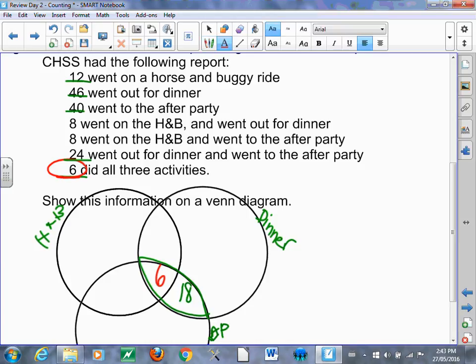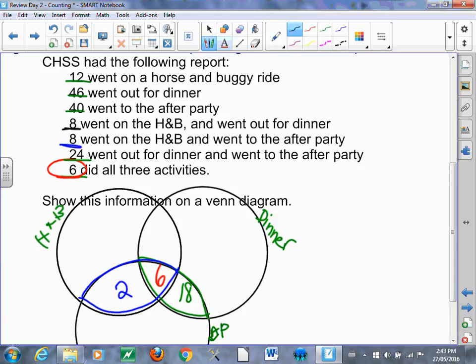Now it says next that 8 went to the horse and buggy and went to the after party. So horse and buggy and after party was 8. But out of those 8, 6 are already accounted for, so there's 2 left over to do that.